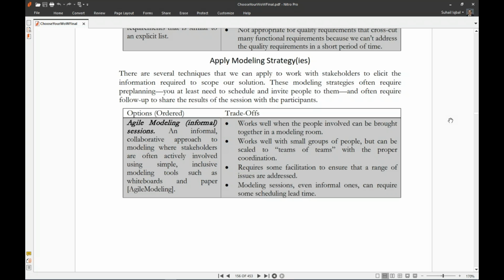Agile modeling informal session, an informal collaborative approach to modeling where stakeholders are often actively involved, using simple, inclusive modeling tools such as whiteboard and paper. Trade-offs: works well when the people involved can be brought together in a modeling room. Works well with small groups of people, but can be scaled to teams with the project attached to it.